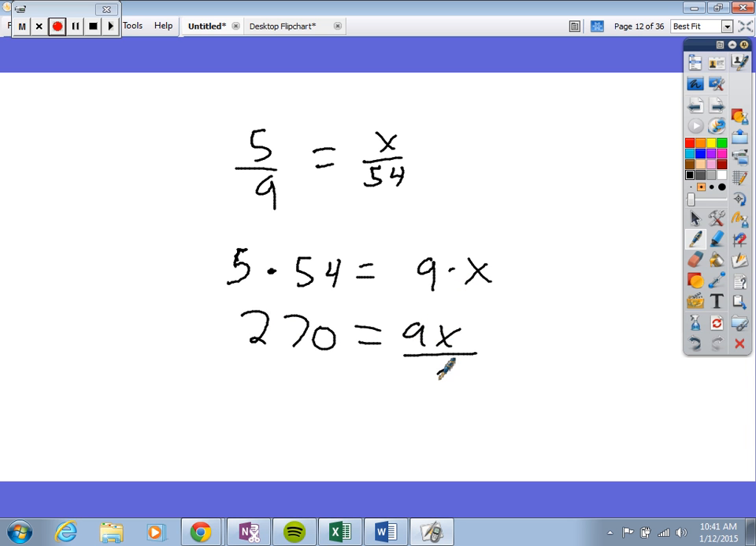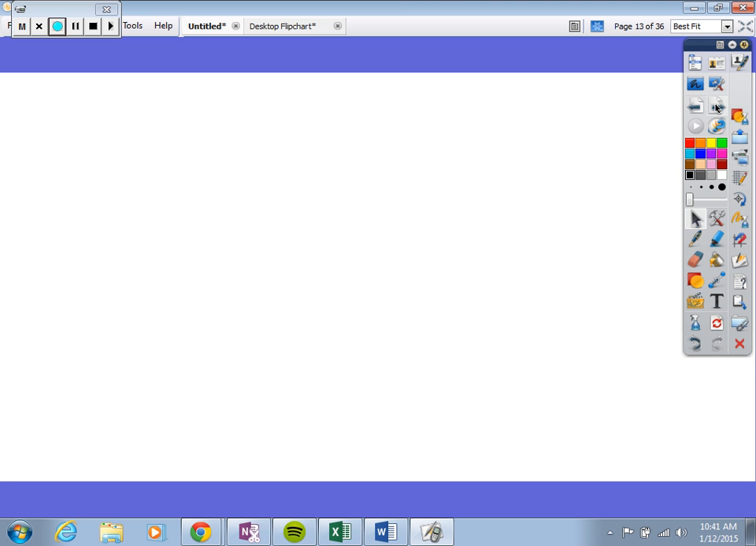So now I'm going to divide both sides by 9. I know that 9 goes into 27 3 times. I know 9 goes into 0 0 times. So we get 30 is equal to x. And that would be the answer to number 12. So let's now go on to number 13.